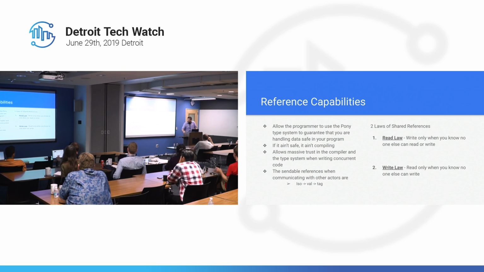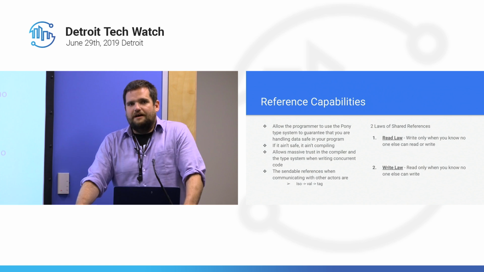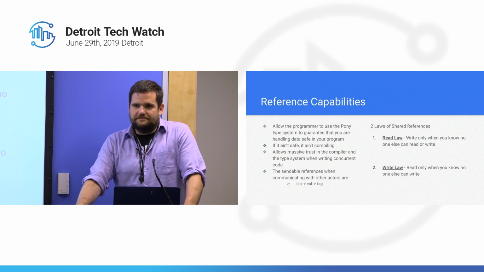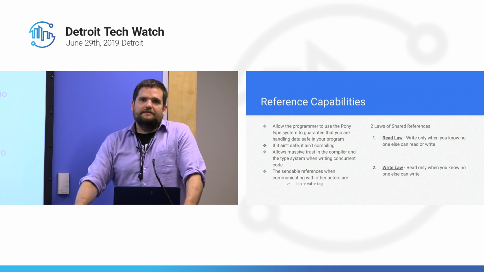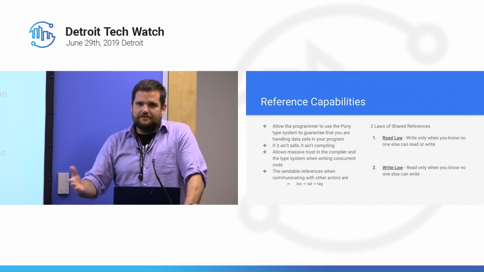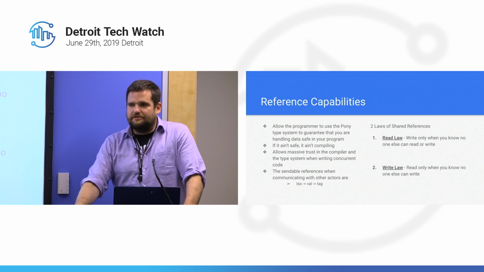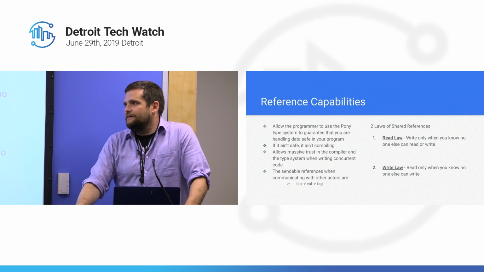And it allows massive trust in the compiler and the type system, which I feel like if you have a type system, and that's why you have it, I want to be able to trust it. And the fact that I can trust it with not only type safety, but also that I can, concurrently and data handling wise, trust and know that it's going to be okay is huge.